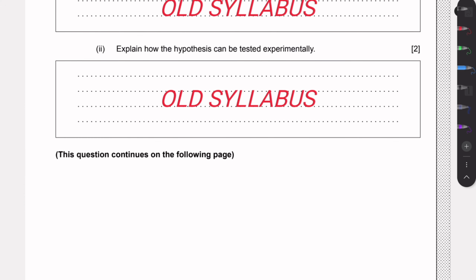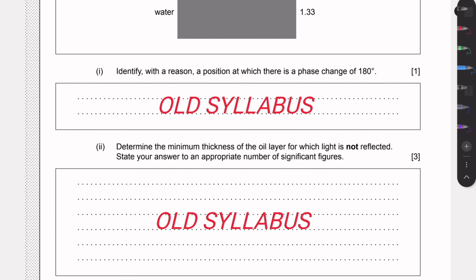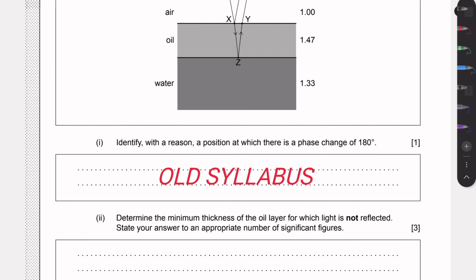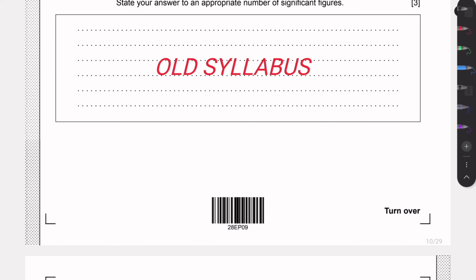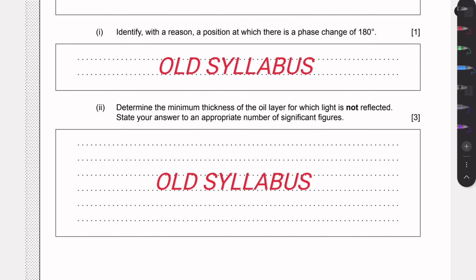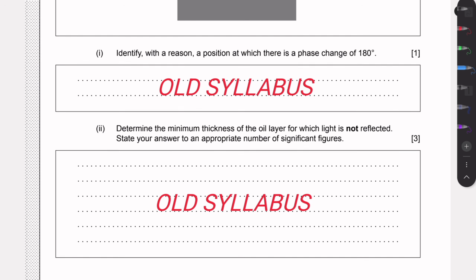Part E is also in the old syllabus, so this is not going to be part of the new examination anymore. Neither is F or part 2. And so that was question 2 in the 2023 paper 2, and see you in the next one.